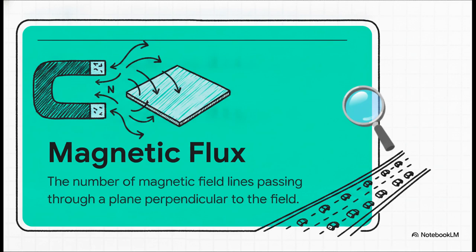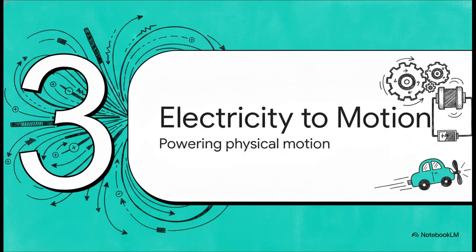Magnetic flux density, which is represented by the letter B, is just how tightly packed those lines are within a specific unit of area that is perfectly perpendicular to the field itself. Think of it like this. Flux is the total amount of traffic on a multi-lane highway, and density is how insanely packed the cars are in one specific lane. All right, Section 3, turning electricity into motion.